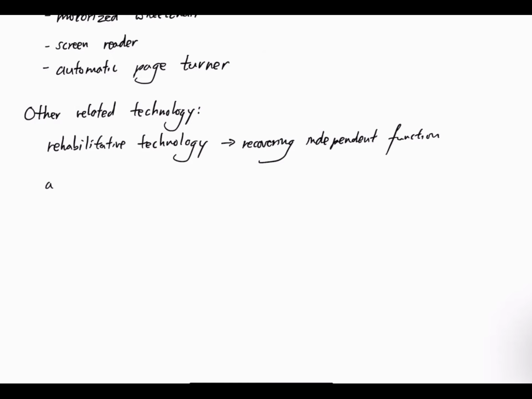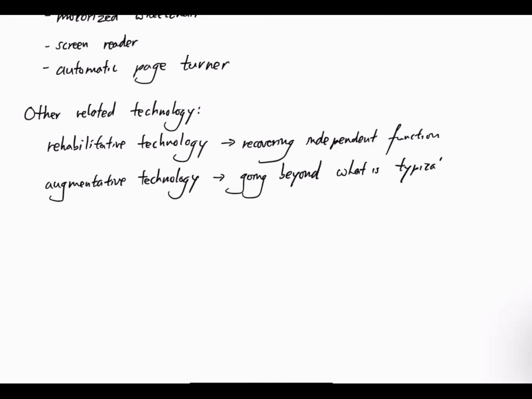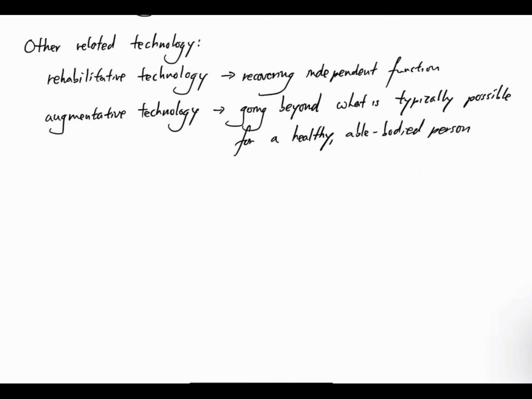There is also augmentative technology. And this is typically about going beyond what is typically possible for a healthy, able-bodied person. So if you think about things like an Iron Man exoskeleton or something that helps you run faster and jump higher than a typical person, probably thinking about augmentative technology there.